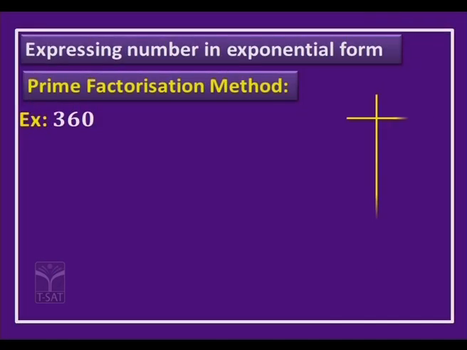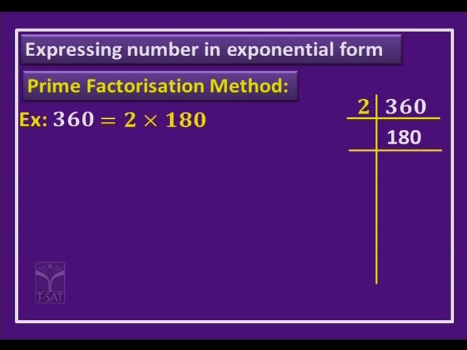First, we will divide 360 by the first prime number. Is 360 divisible by 2, children? Yes, 360 we can easily divide by 2. So, how much do you get? 180. That means, I can write 360 as 2 into 180. Now, again 180 is divisible by 2. So, let us divide 180 by 2. How much do you get, children? Yes, 90. That means, I can write 180 as 2 into 90.